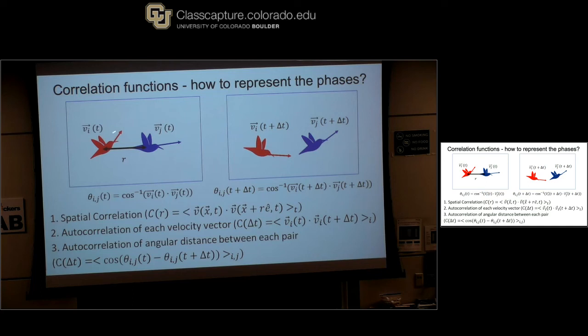So in this picture, we just take i and j, which are like the red and blue birds, and there should be an initial angle at time t. Then we wait a little bit, and the angle between those 2 vectors should change, and we just find how much it changed, and that could depend on the noise or the alignment that happens between the birds, and we take the average.